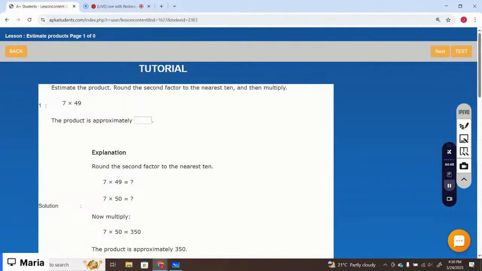Okay, 7 times 49. Estimate the product. Round the second factor to the nearest 10 and then multiply. The second factor is 49. So 49 is rounded to 50. And then 50 times 7 is 350. Let's just start with the test questions.